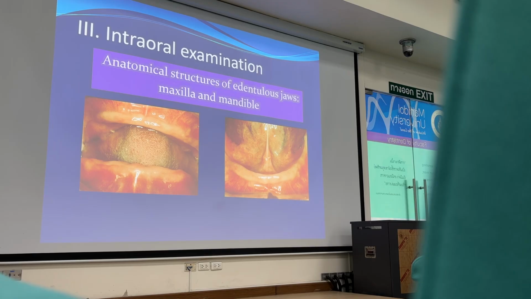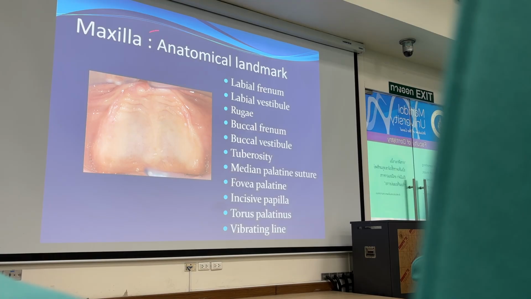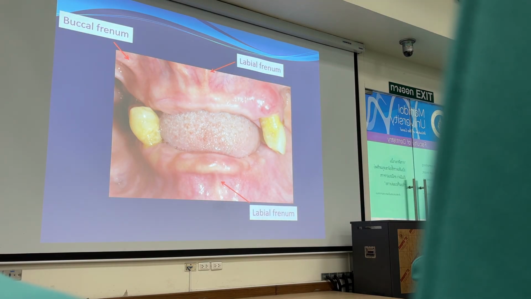See how long, how high the frenum attachment is, how many, and how about the torus? You know torus, right? What is the torus? Okay, see the picture. Maxilla anatomical landmarks: labial frenum, labial vestibule, buccal frenum, buccal vestibule, tuberosity, median palatine suture, fovea palatini, incisive papilla, torus palatinus. Some patients have a big torus at the top. And these are all anatomical landmarks that we use for the next steps, like the location that we can paint or display.